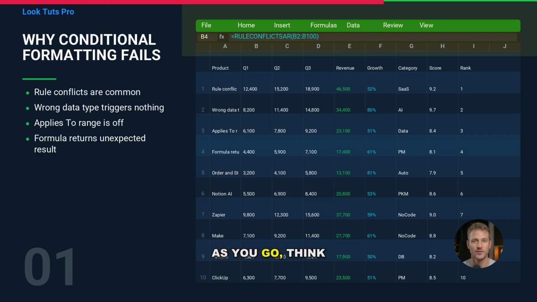As you go, think like a detective. What exactly should trigger the format, and what does Excel think the value is? Once you understand that gap, conditional formatting becomes predictable again. Let's begin with the simplest culprit. Your numbers might not be numbers at all.